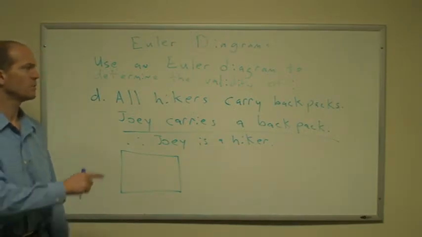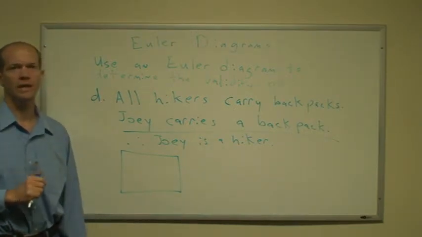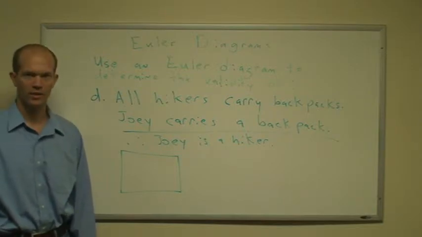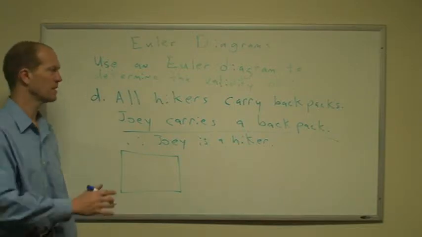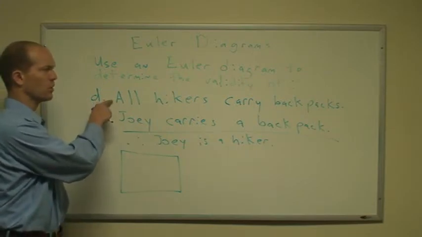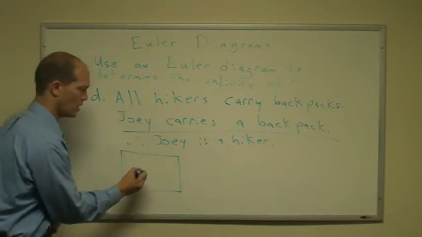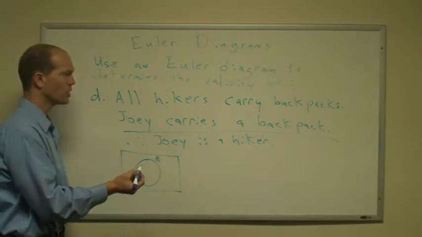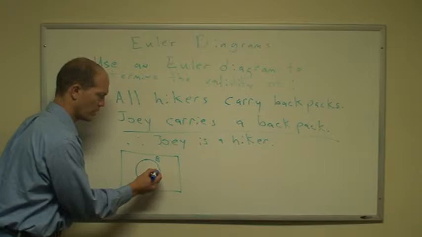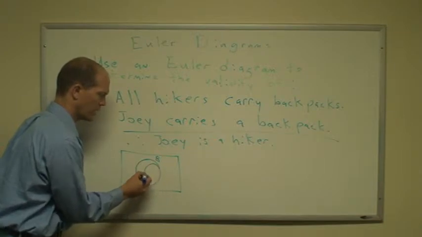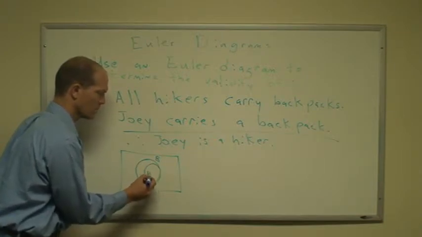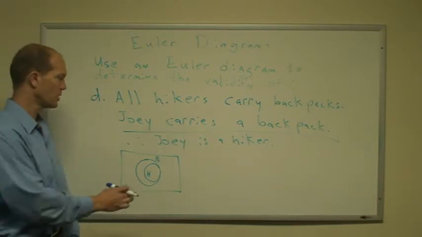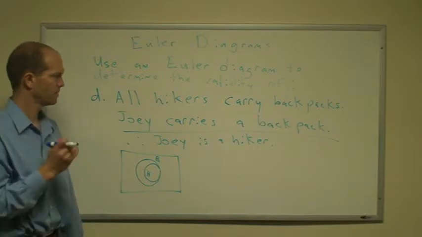The argument in example D reads, all hikers carry backpacks. Joey carries a backpack. Therefore, Joey is a hiker. Examining this, again, we're going to start with the premises, and I'll start with this first part. All hikers carry backpacks. Well, if I have a circle representing backpacks, then if you're a hiker, you should be inside of backpacks. So the hikers are completely contained within the backpacks. That is, all the hikers carry backpacks.